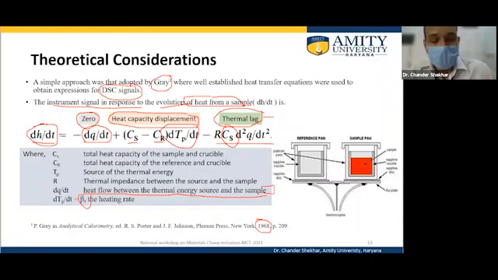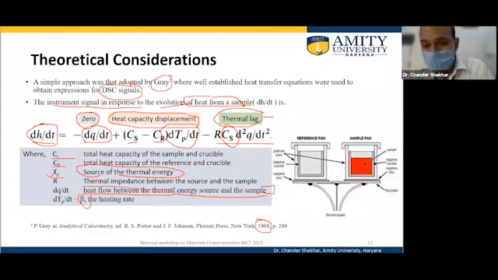So there are these three terms. You cannot calculate the DSC signal exactly from this equation, but using this equation, the underlying mechanism can be understood quite clearly, and the instrument can be calculated accurately. So CS here is the heat capacity of the sample, CR the heat capacity of the reference, and the source of the thermal energy is the furnace. That is the temperature of that particular furnace, or the program temperature. And R is the impedance between the source and the sample.